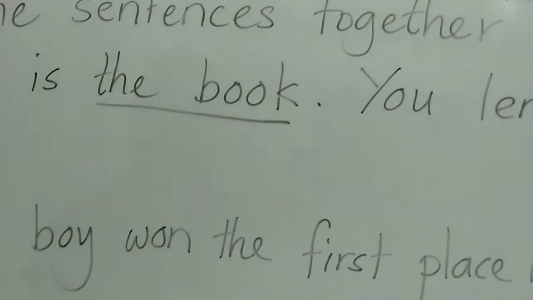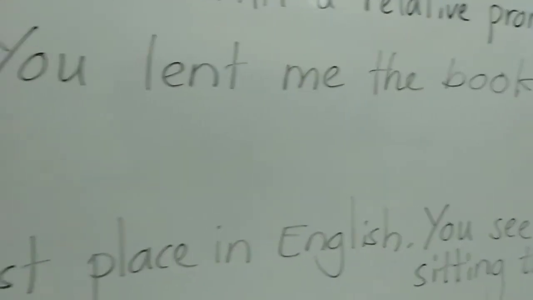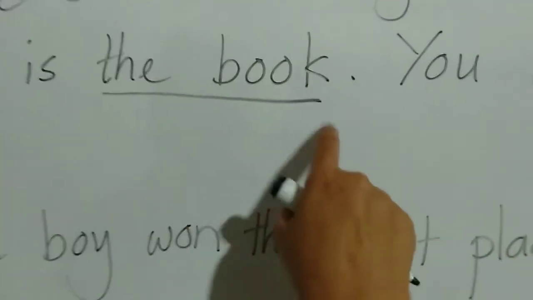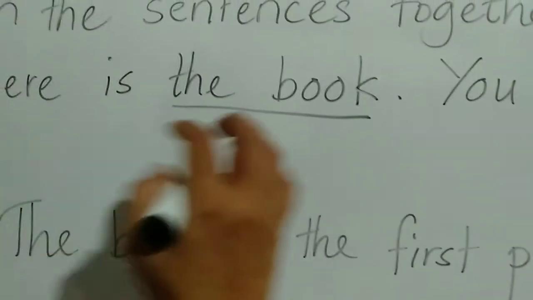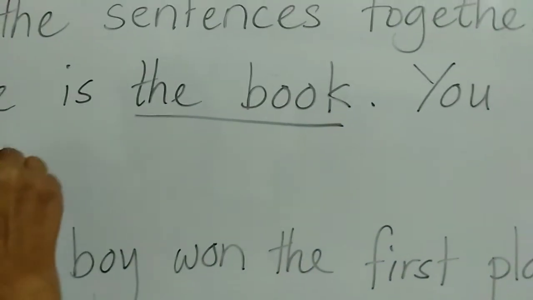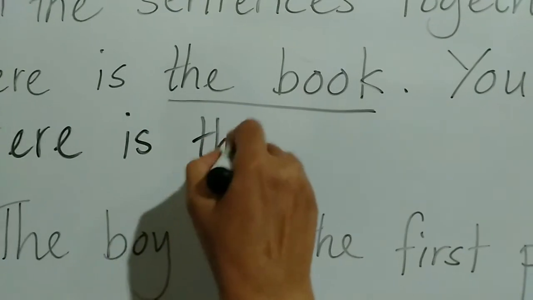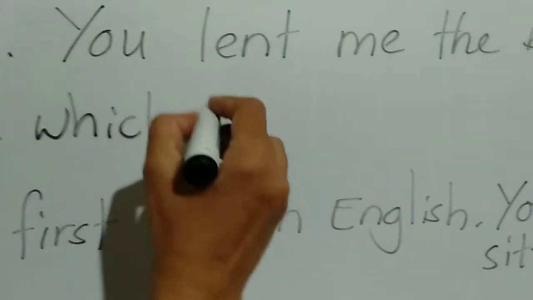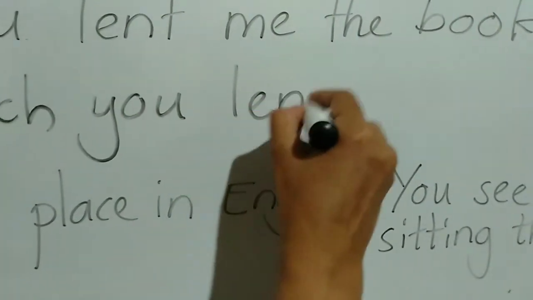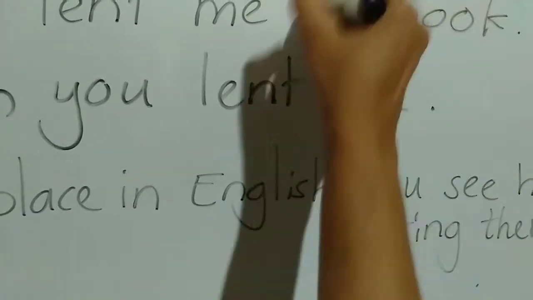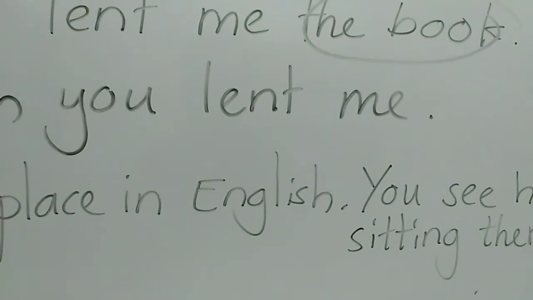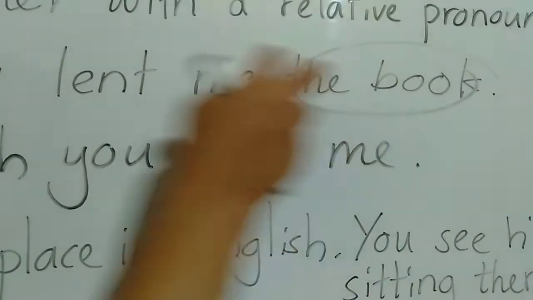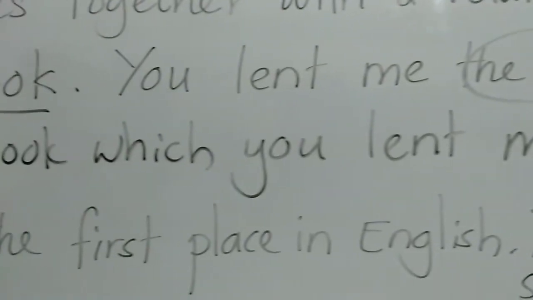The book. Then the book is a thing. Then what is the relative pronoun you have to keep immediately after this noun? Which. Here is the book which you lent me. We remove this without writing again. We replaced this word with the relative pronoun which.